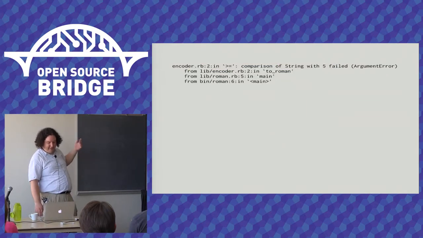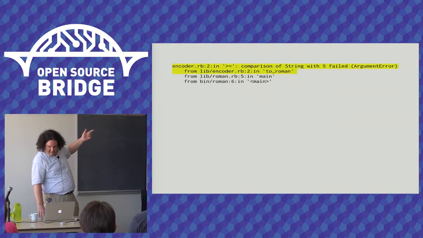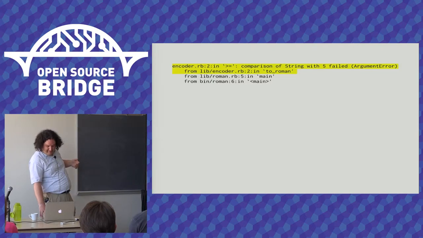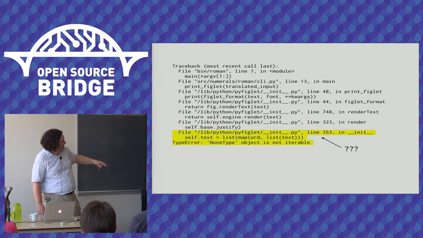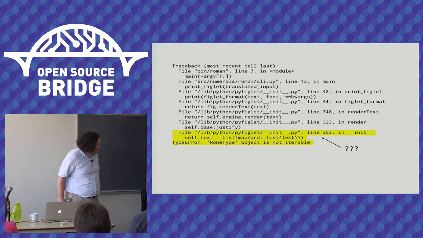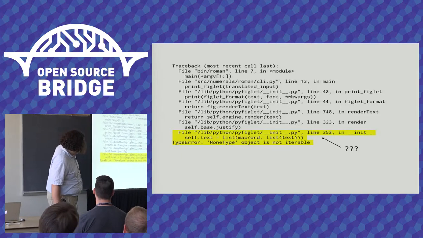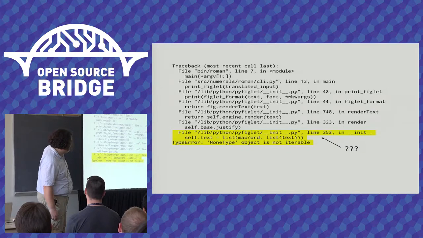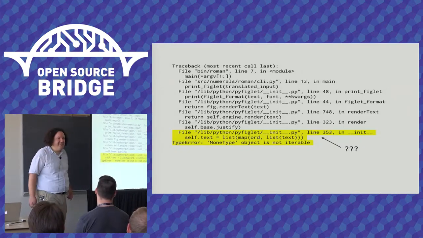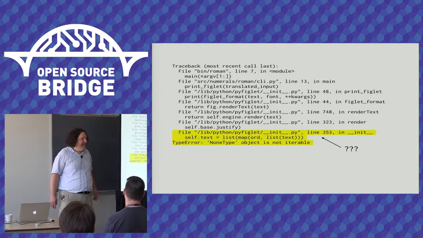Another Ruby example, failing at the top there. Another Python example, failing right there. Well, then that's not very helpful. Libpython pyfiglet init. It was trying to do self.text equals list map ord list text. I've never seen that code before in my life.